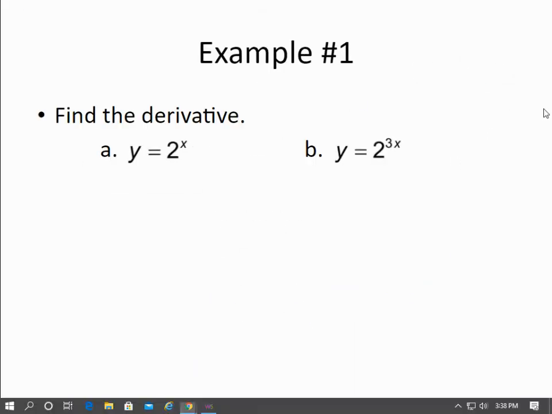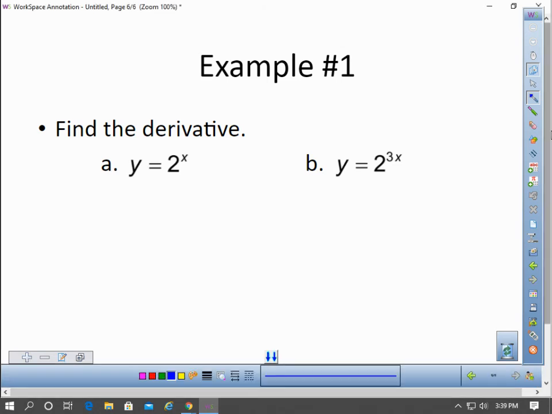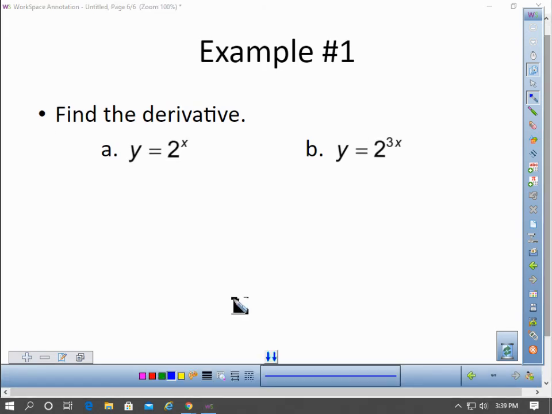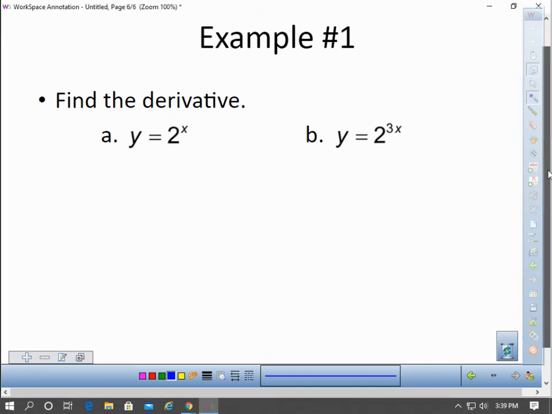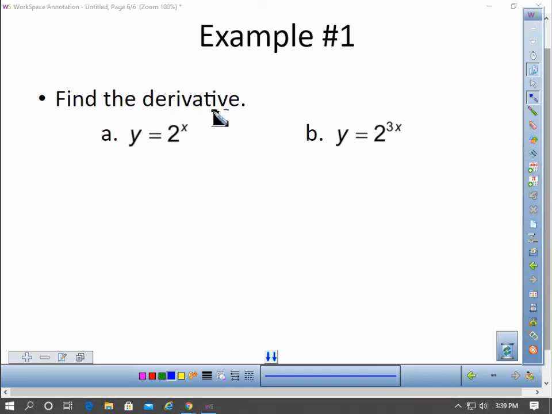So in this video, I'm going to go ahead and do the derivative problems, and then I'll make a separate video for the integration problems, that are somewhat a little bit more involved. All right, so find the derivative.